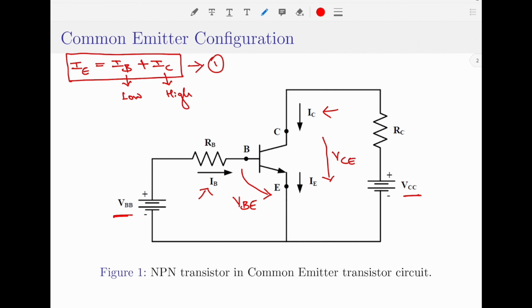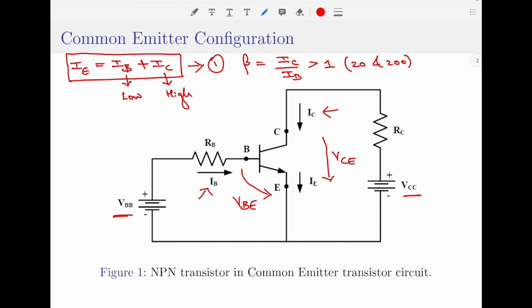Therefore, we can now say that the common emitter configuration has a current gain parameter beta equal to the ratio of IC divided by IB, and since IC is greater than IB, this will be greater than 1. The typical values of beta range between 20 and 200.